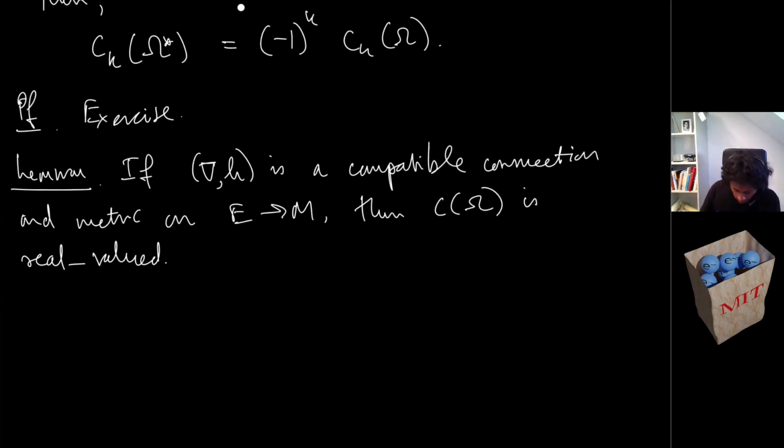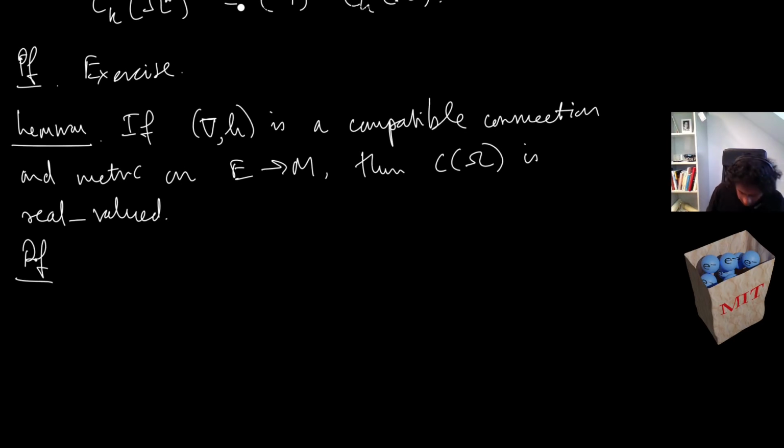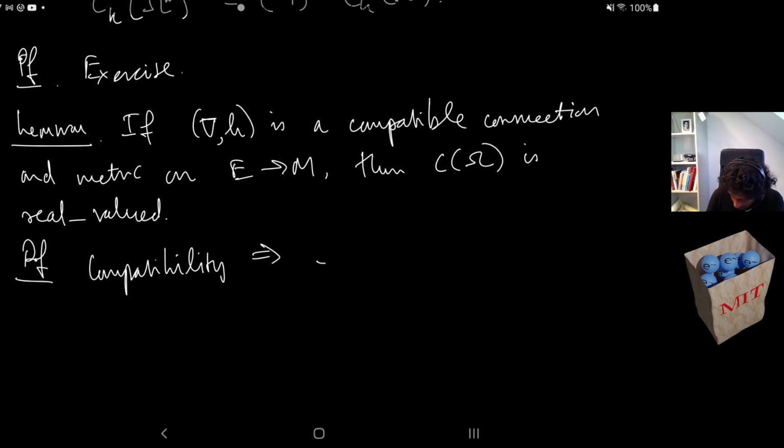Actually, it's a lot more than that. It has so-called integer periods. So when we integrate against it in some meaningful way, we get integers. But we won't get into that. That's a lot harder. The reality of it comes out quite easily. So what's the proof? So by compatibility, compatibility implies that if we write this out in an orthonormal frame, so this is expanded now in an orthonormal frame, it's skew Hermitian.